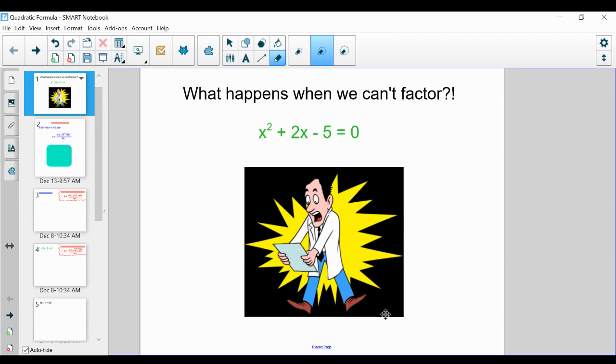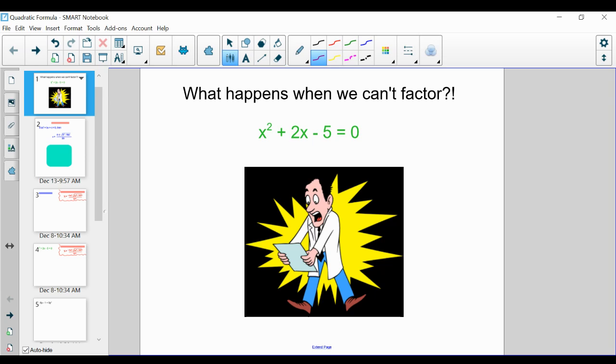I have big news for you. There sometimes is a situation when we are not able to factor our trinomials. And what do we do? Well, fear not, I have a solution for you.